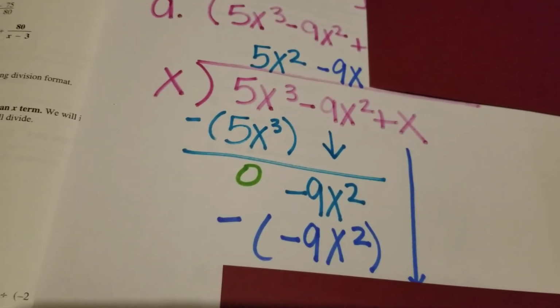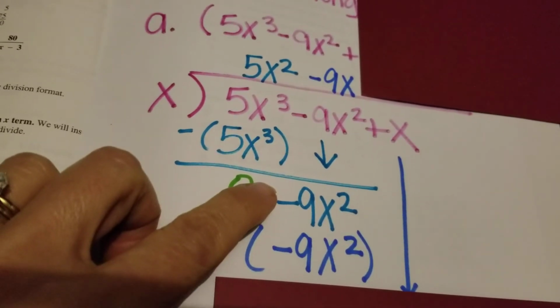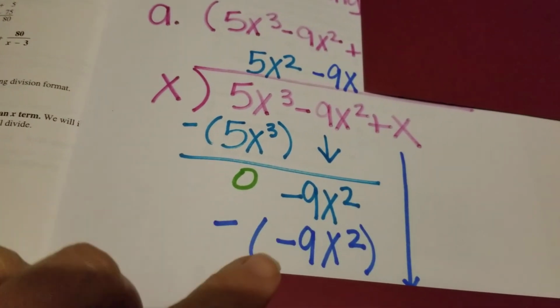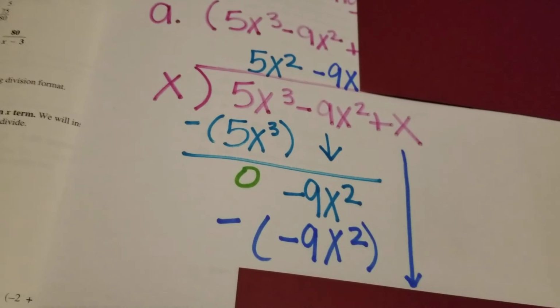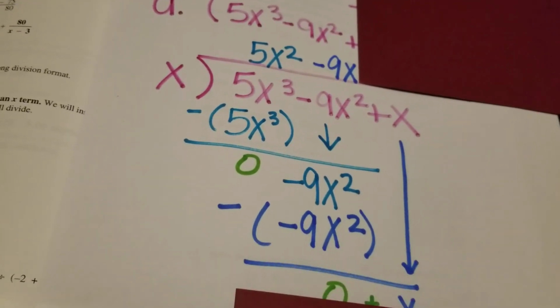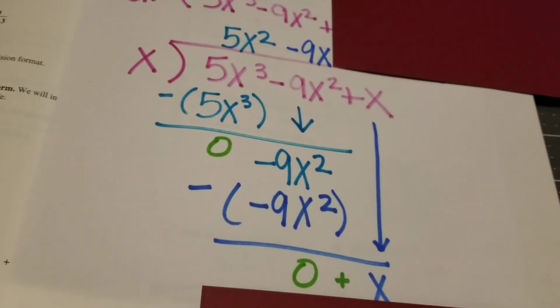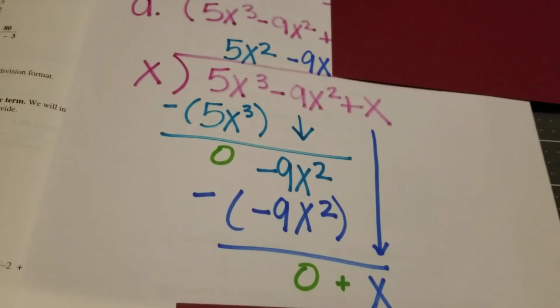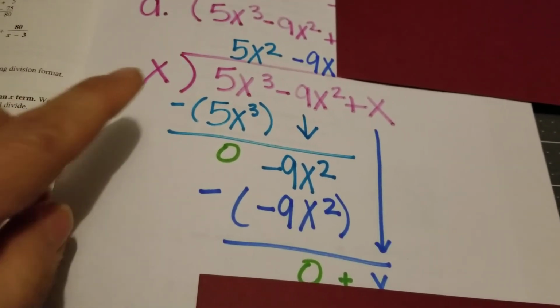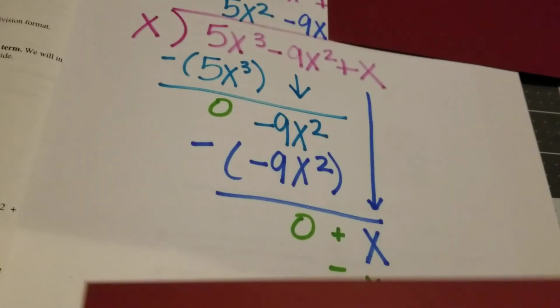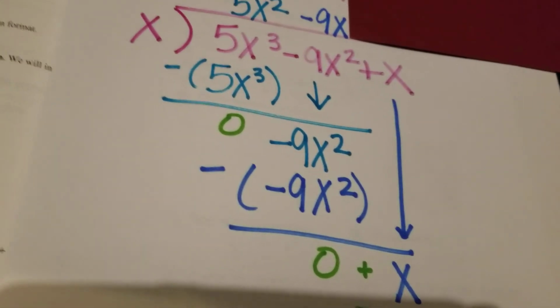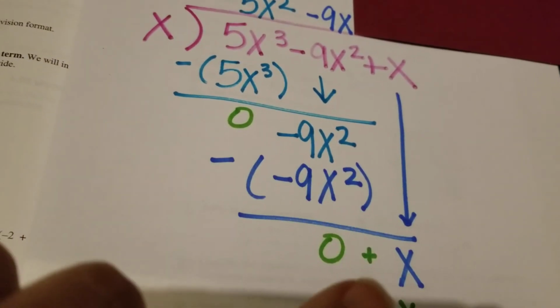So then what do I do in long division? I subtract. Negative 9x squared minus negative 9x squared. The two negatives create a positive that then cancels out with the negative, so it gives me a 0. And then what do I do? I bring down the x. So we have to think about what times x gives me my blue x down here.